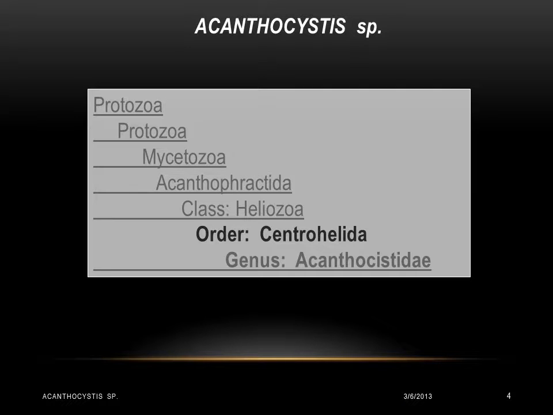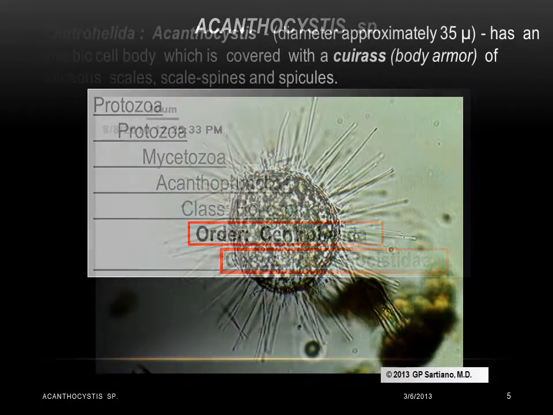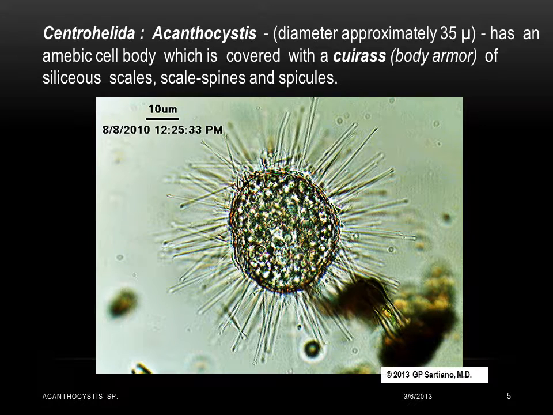Acanthocystis is of the order Centrohelida and resides in its own genus, Acanthocystidae. The diameter of its body is approximately 35 microns. It has an amoebic cell body which is covered with a cuirass of siliceous scales, scale spines, and spicules.